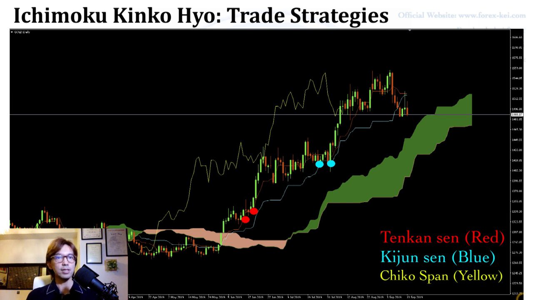And as long as the market is above Kijun Sen, you don't need to worry about closing the position. Just keep holding it until the price hits the Kijun Sen, and if it's supported again, then you keep holding it until it breaks downwards.